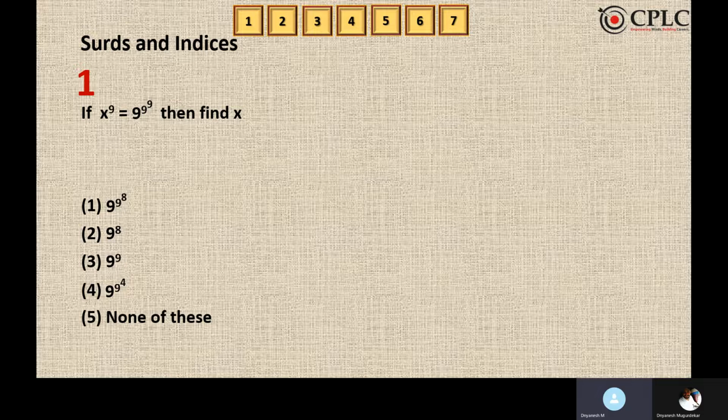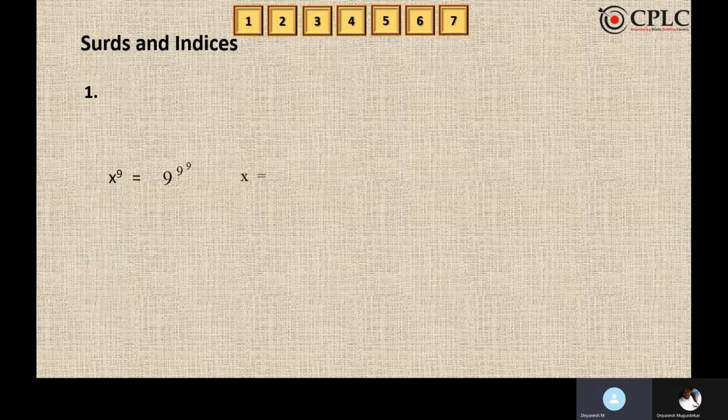Now to solve this question, the first step that you should do is, on that right side, get rid of that scary power. So 9 raised to 9, let that be equal to m. So now your question is x raised to 9 is equal to 9 raised to m, which is a bit less scary.